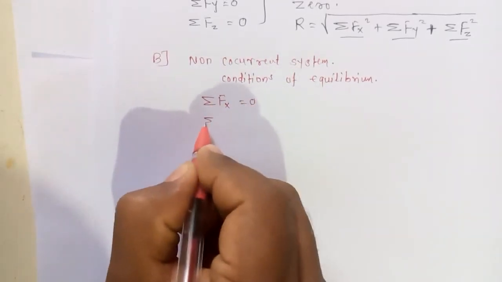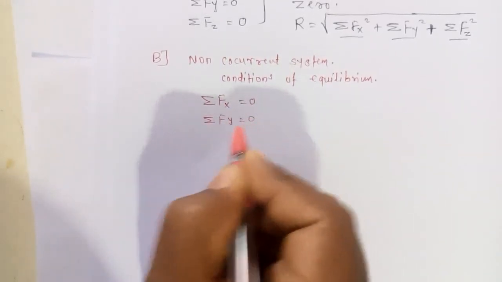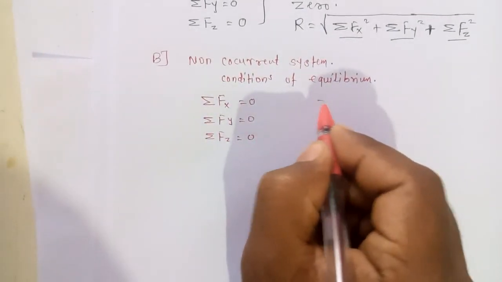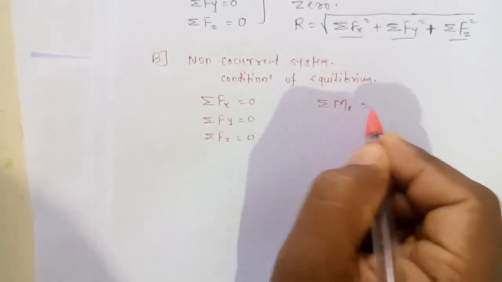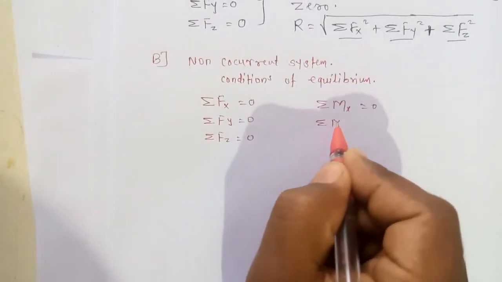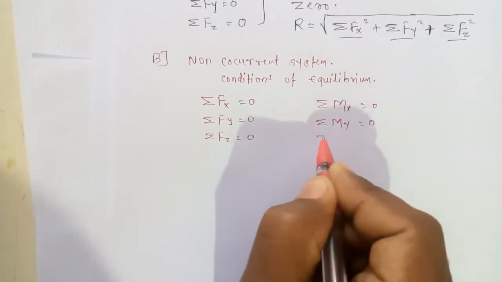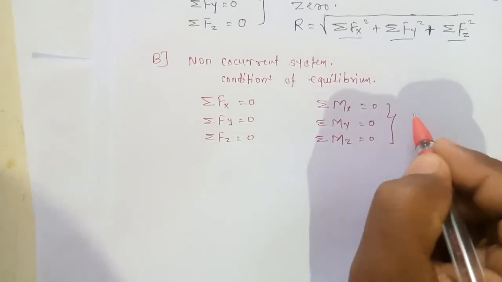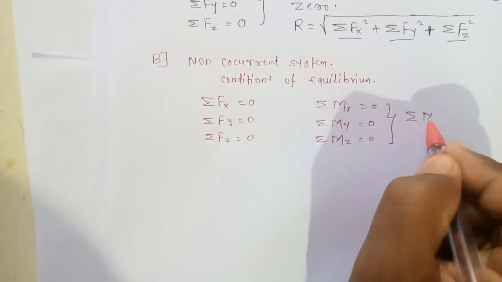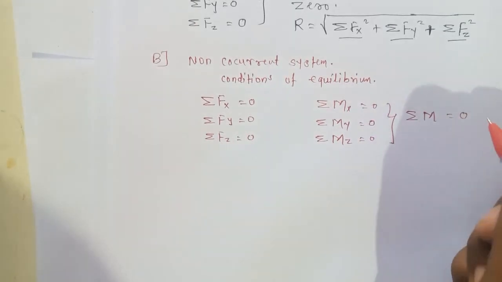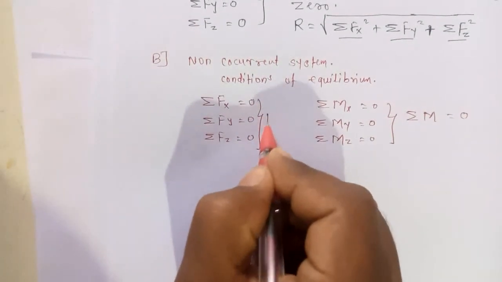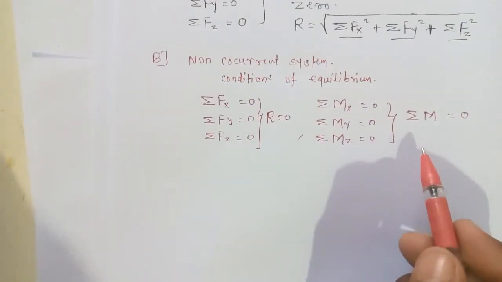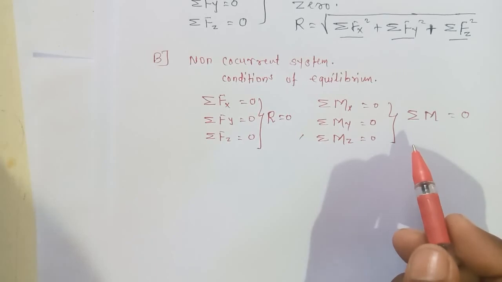summation of Fy equal to 0, summation of Fz equal to 0, then summation of moment about x-axis will be 0, summation of moment about y-axis will be 0, summation of moment about z-axis will be 0. So collectively we can call this summation of moment about any point equal to 0, and this we can call resultant is equal to 0. So these are the conditions of non-concurrent system for equilibrium.